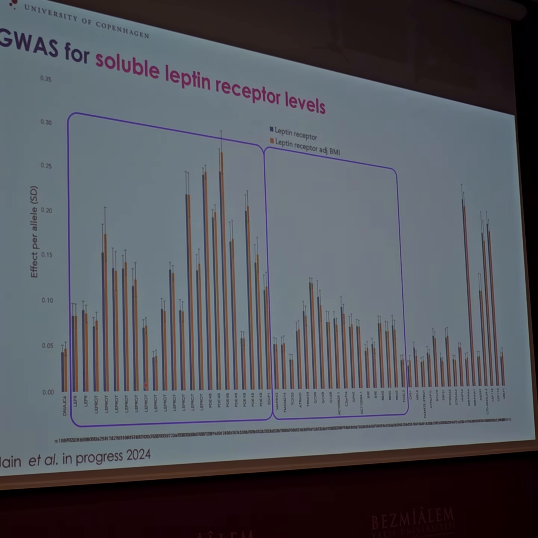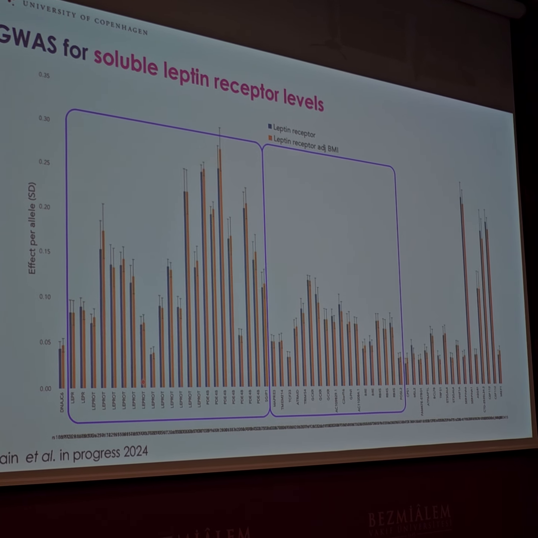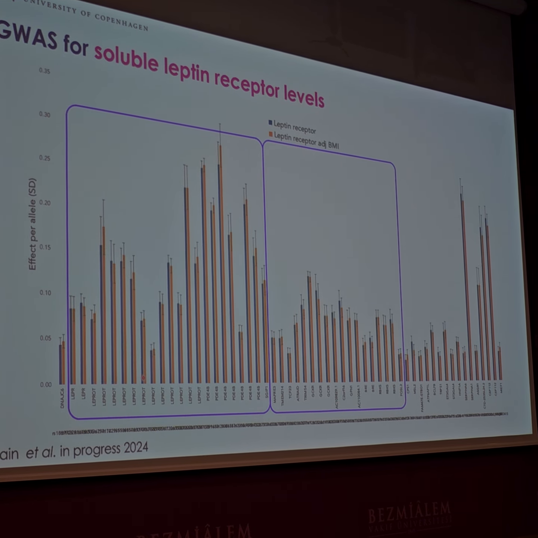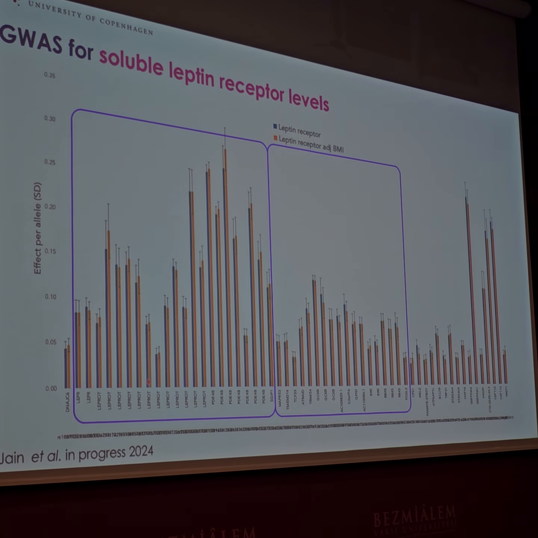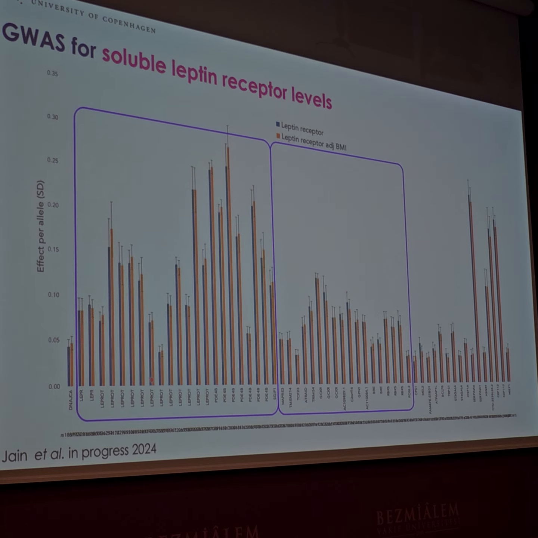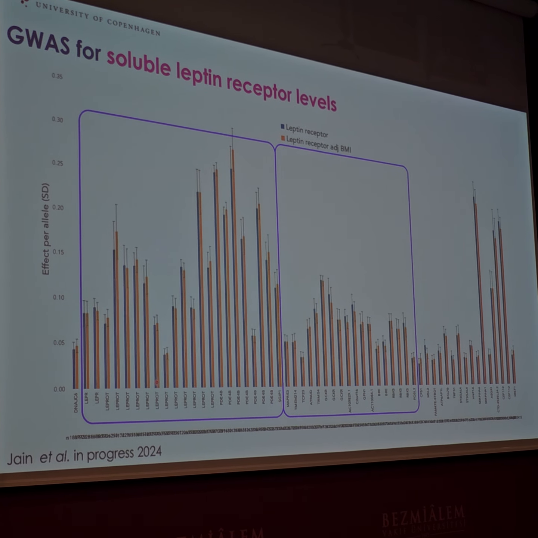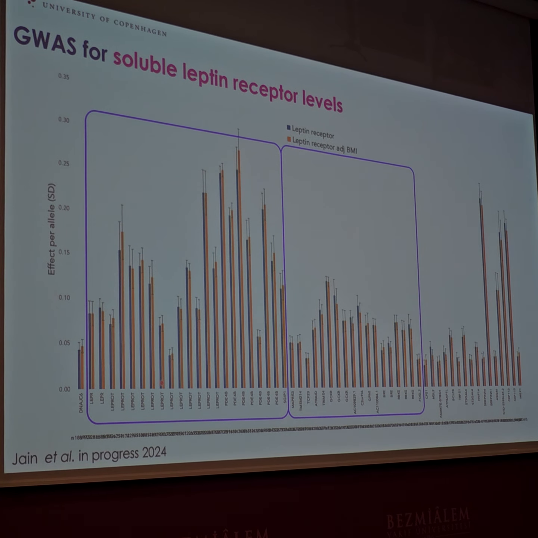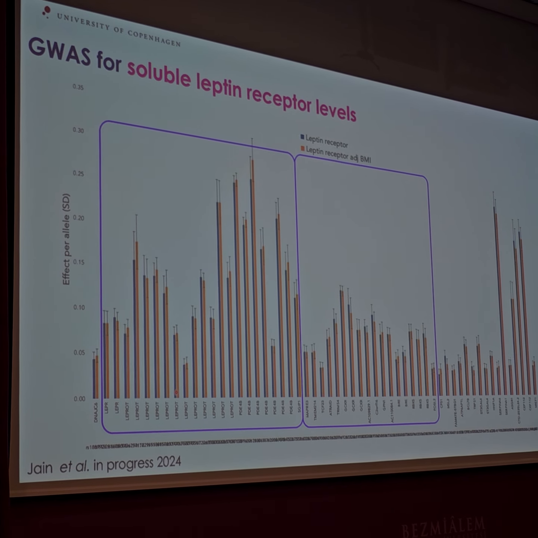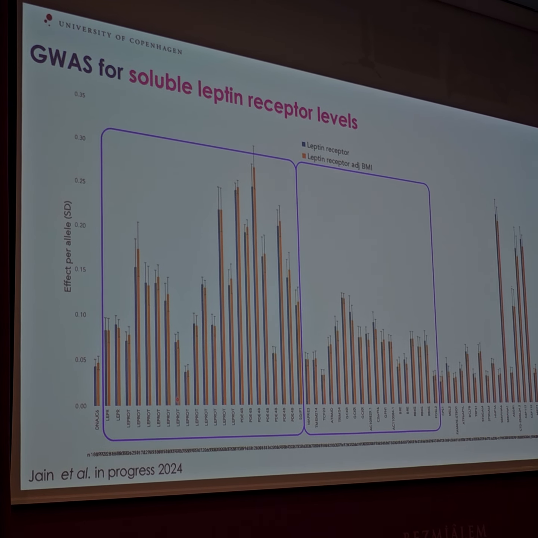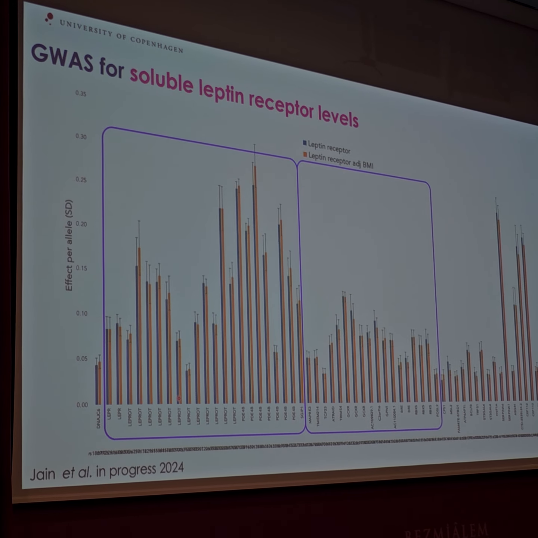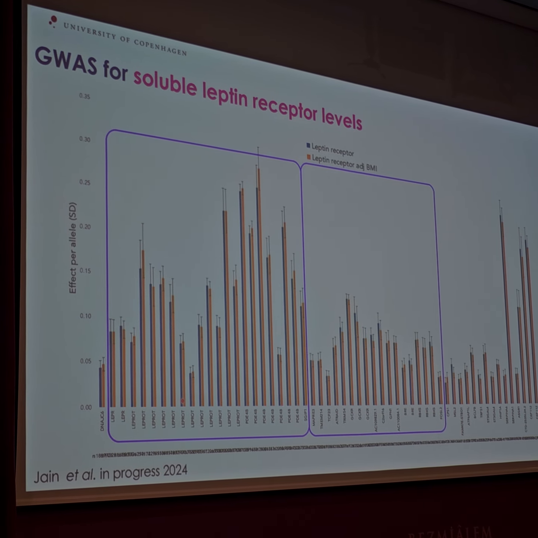Several of these are also in this GCKR locus, which is a mystery locus, if you ask me, because it seems to be associated with any phenotype. But then there's still another series of loci that seem to affect leptin levels irrespective of their association with BMI. This is of course preliminary data. We're still very much looking into what might be the causal genes within each of these loci.